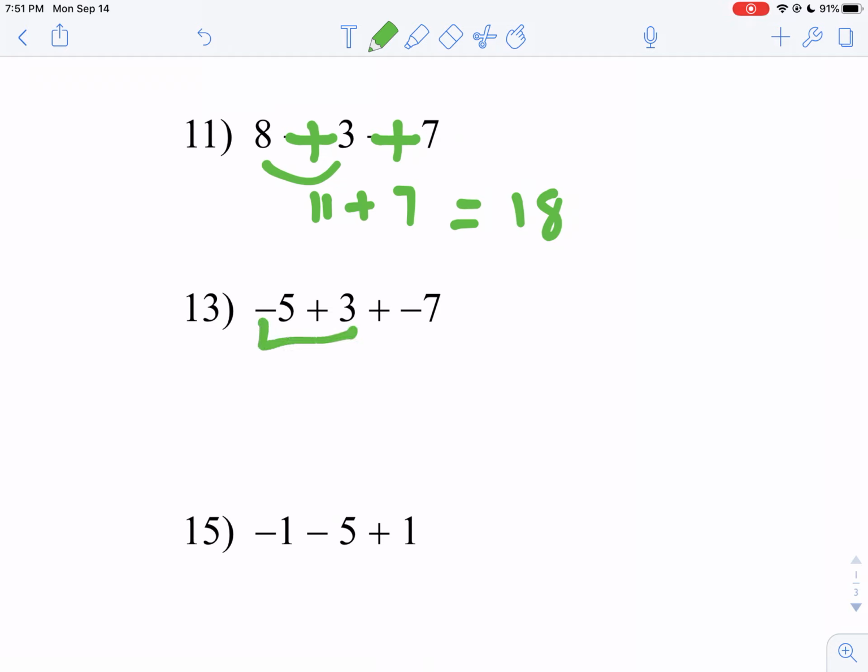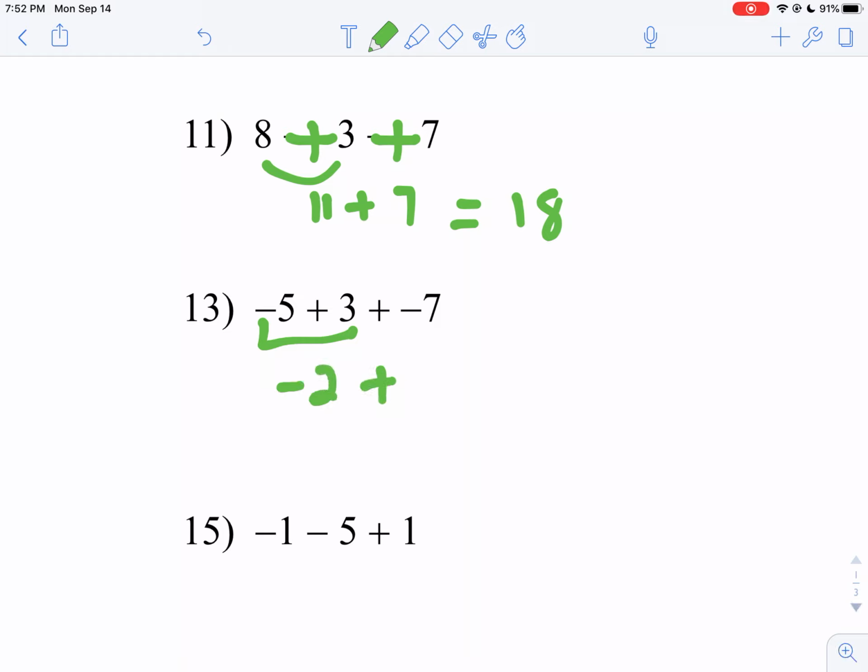Okay, number 13, let's take care of this first. Okay, order of operation. Remember, we work from left to right. With these numbers here, you don't have any other operations except plus or minuses, so you just need to work from left to right. Okay, so -5 plus 3. Again, you owe me $5, you pay me 3. How much do you owe me? That's going to be a -2.